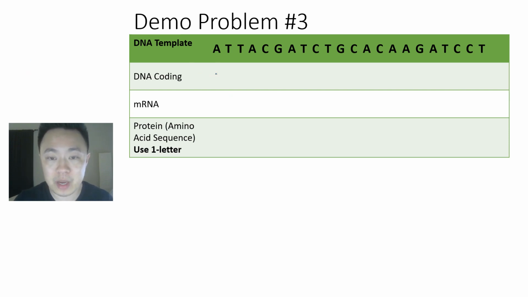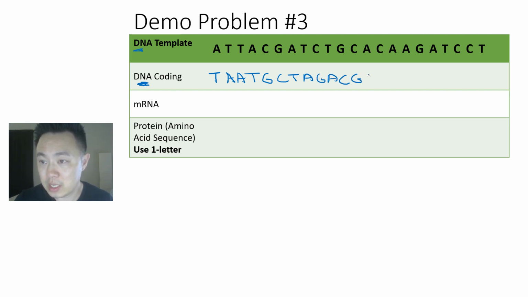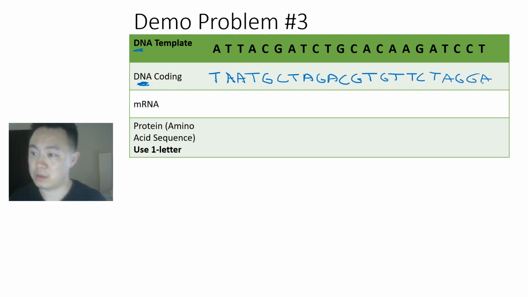Okay, for every letter A becomes a letter T in the coding strand. DNA, remember DNA to DNA, so we can use the letter T. And then T here becomes an A, T here becomes an A, and then A becomes a T. Then we have a G, C, T, A, G, A, C, G, T, G, T, T, C, T, A, G, G, A. All right. Looks about right.